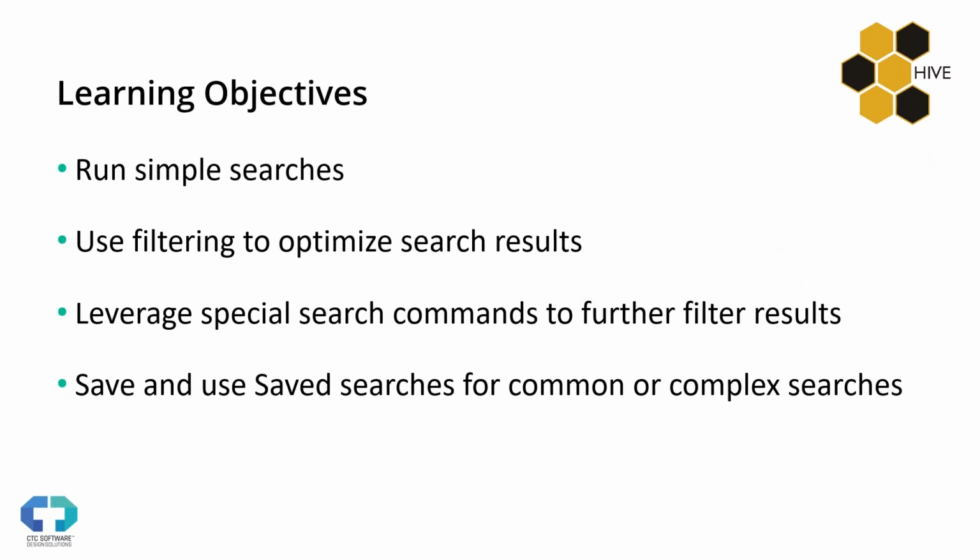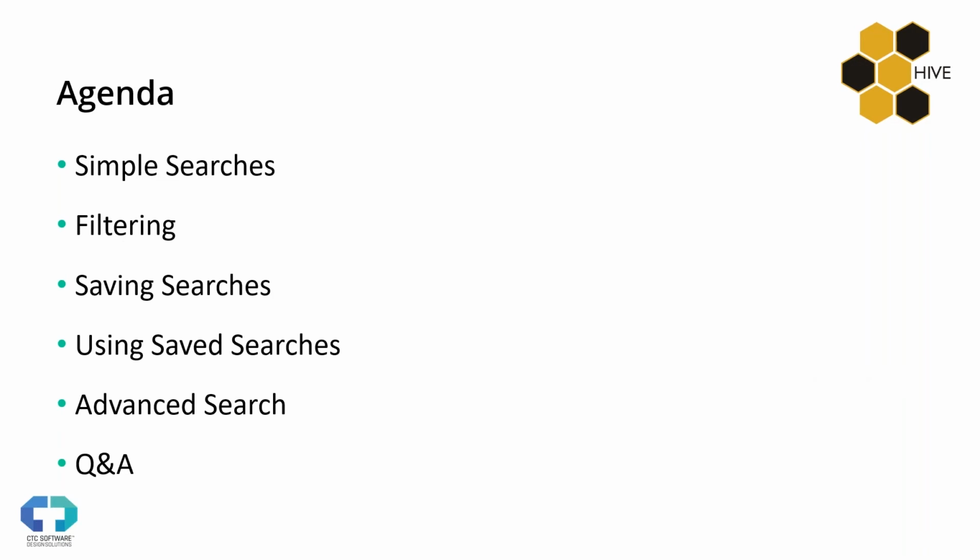We're going to talk about a few things: simple searching, filtering to optimize some search results. We're going to use some special search commands to better and further filter. And we're also going to talk about saving and using those saved searches. And we're specifically going to talk about it in this order here. I'm going to start at the very simple, just basic, simple searches. I'm going to talk about refining that with filtering. For things that you do commonly over and over and over again, we're going to save those searches. And then we're going to talk about how to use those saved searches and a little bit about how to manage them. And then we're going to dig a little bit deeper and go into an advanced search.